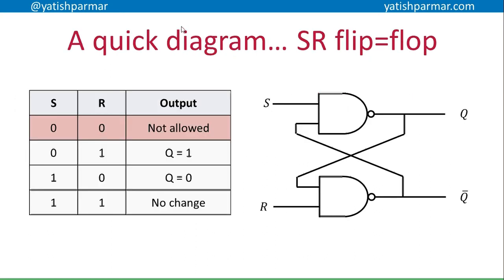So this is an example of an SR flip-flop. I don't know why there's a flip equals flop there, but anyway, the S and the R we're referring to are set and reset. There are two outputs, Q and Q bar, but by convention we read the output from Q, not from Q bar.